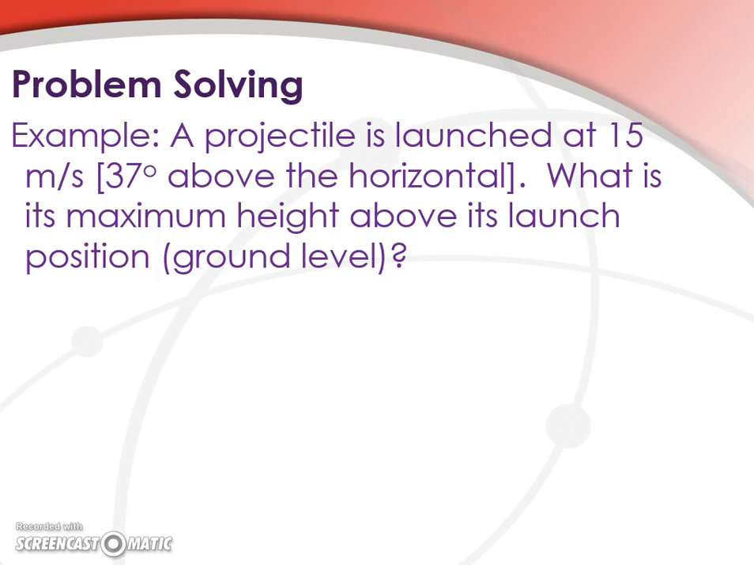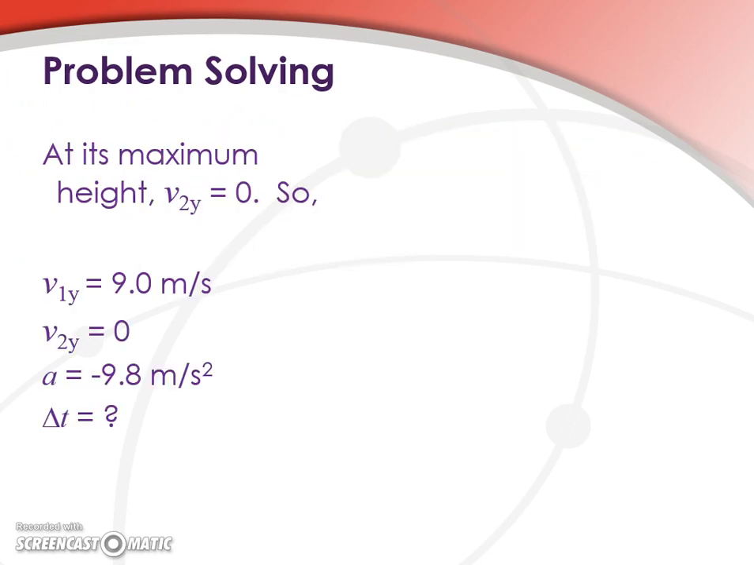So in this example, the projectile is launched at 15 meters per second, 37 degrees above the horizontal. What's the maximum height above its launch position from ground level? Okay, this is a relatively simple problem. First off, we need to consider that at maximum height, v2y is going to equal 0.